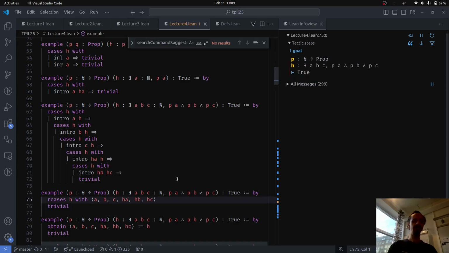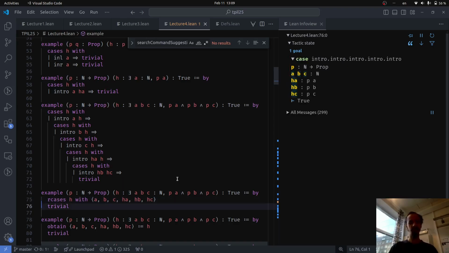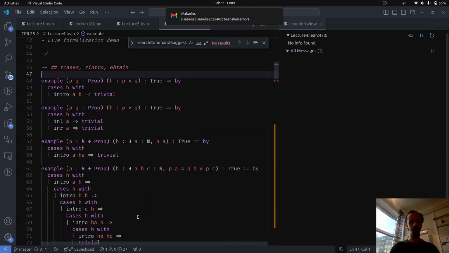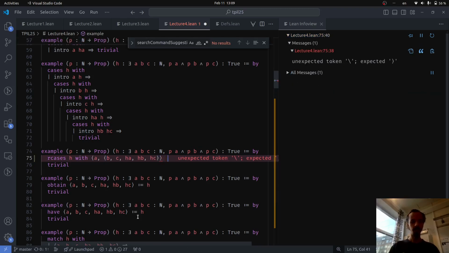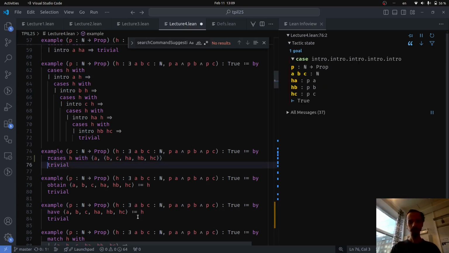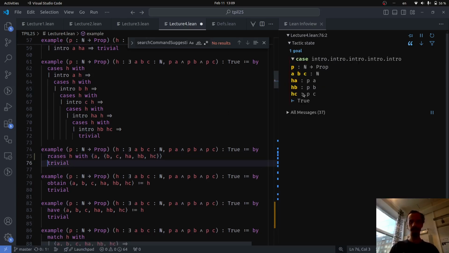Rcases stands for recursive cases, and the idea is that it allows you to do a bunch of cases at once. And so you give it a pattern here that's right associated, so these are the same. You get out all the pieces.